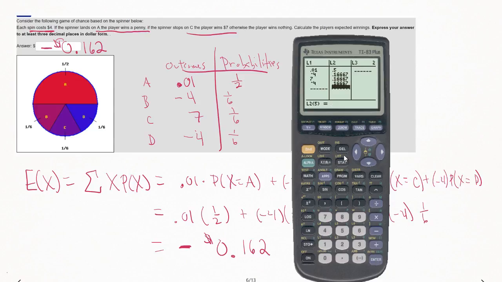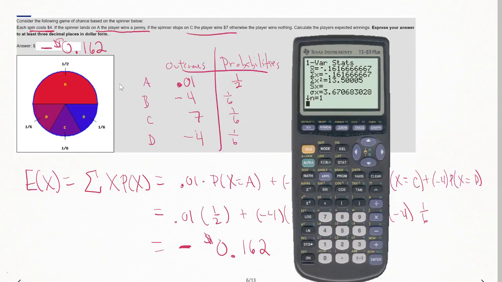Okay, let's do the stat L1, L2 thing again. So we go 1-Var Stats, and then we click 2nd, L1, and then 2nd, and L2. Click enter, and notice we get -0.1616, which was -0.162. So we finished with the same answer. So hopefully that makes sense in terms of what's going on.